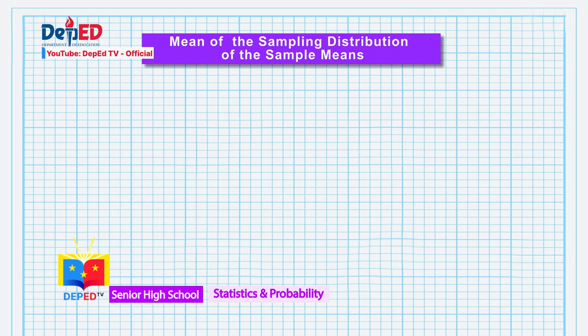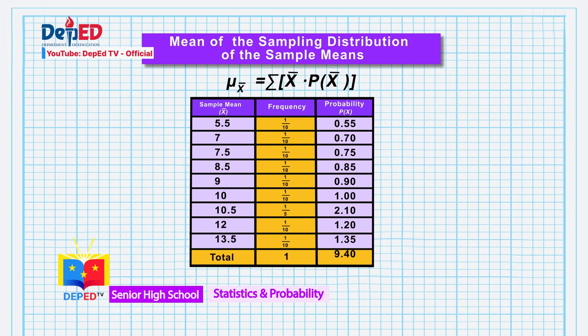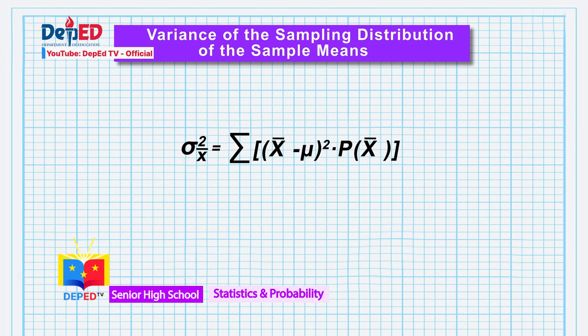For the sixth step, compute the mean of the sampling distribution of the sample means using the given formula. We need to get the sum of the products of each sample mean and its probability. Now that we have the product, let's key in the values in our calculator. We have the products of 0.55, 0.7, 0.75, 0.85, 0.9, 1, 2.1, 1.2, and 1.35. Adding 0.55 plus 0.7 plus 0.85 plus 0.9 plus 1 plus 2.1 plus 1.2 plus 1.35, the answer would be 9.4.